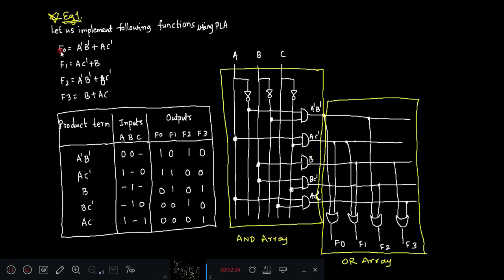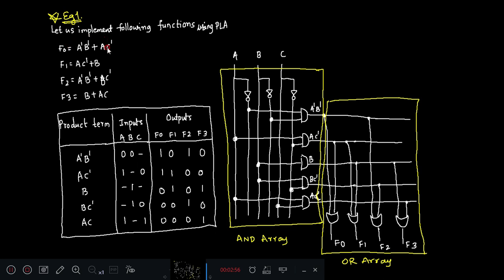Consider an example. Let us implement the following functions using a PLA. Assume that you have four functions F0, F1, F2 and F3. For each function a boolean expression is given: F0 is a' b' + a c'. Then the second function F1 is a c' + b. Then F2, the third function, is a' b' + b c'. Fourth function F3 is b + a c.